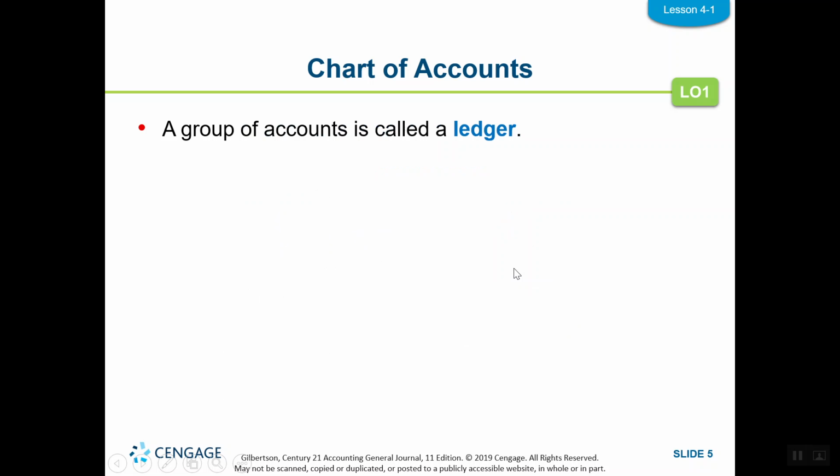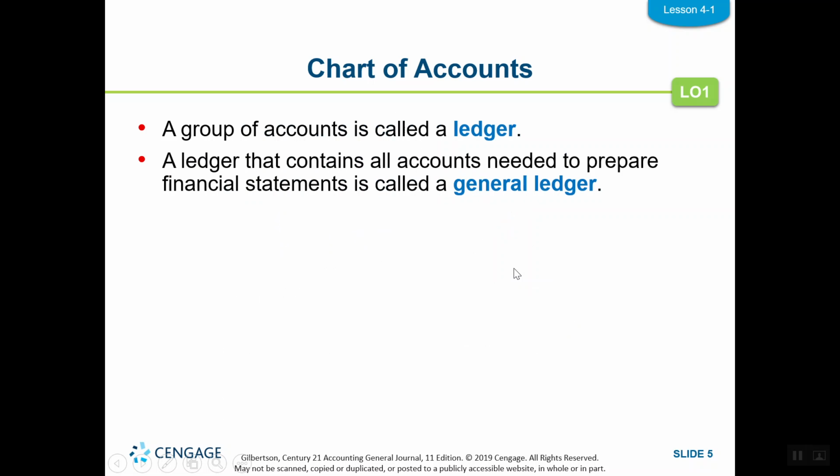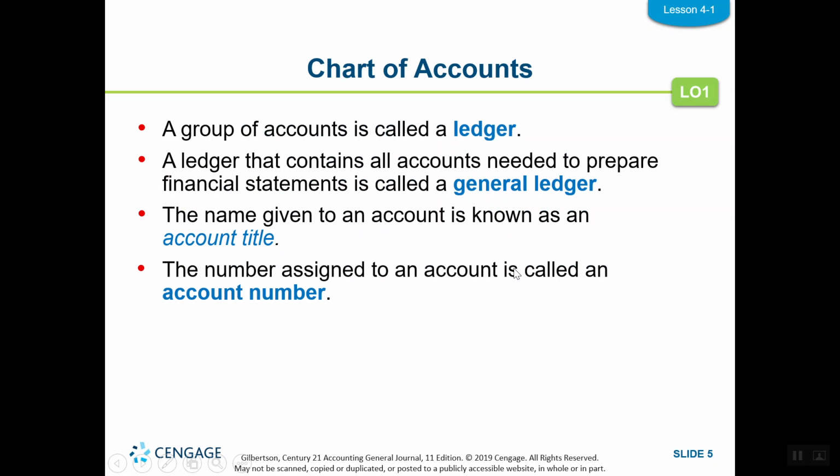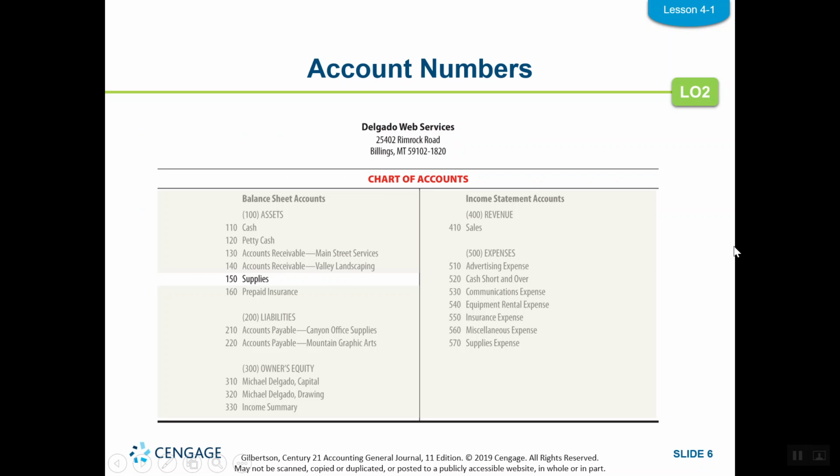Now, a chart of accounts is a group of accounts in a general ledger. A ledger that contains all accounts needed to prepare a financial statement is called the general ledger. The name given to an account is known as the account title. And then the number assigned to an account is called an account number.